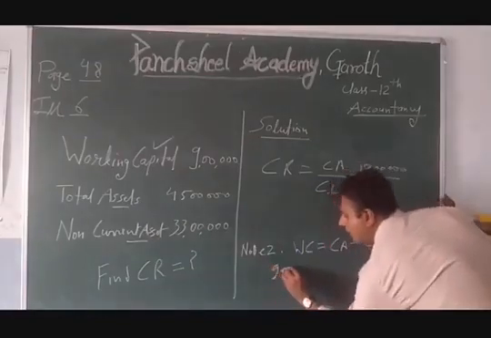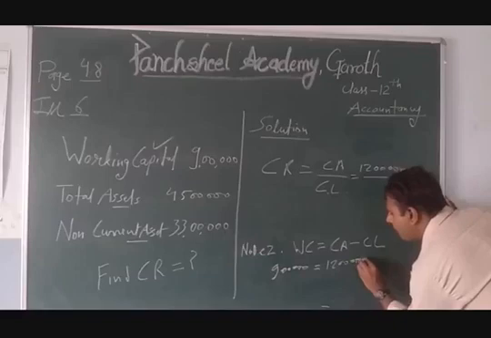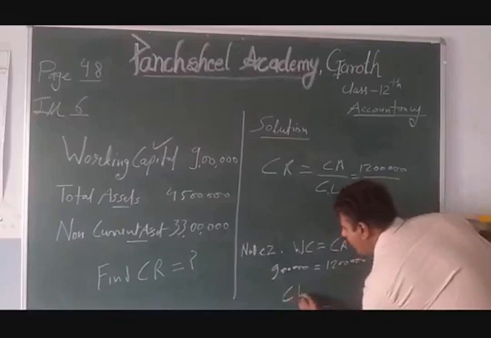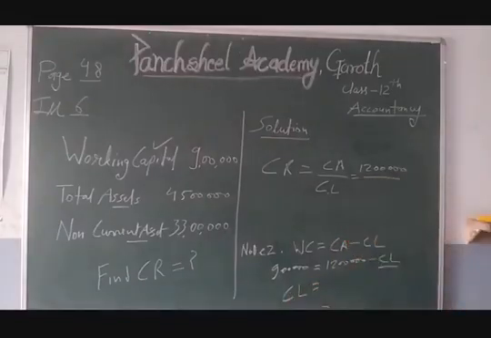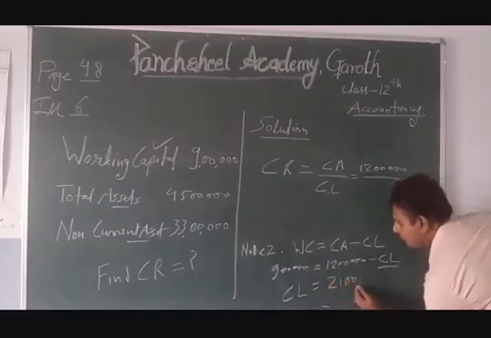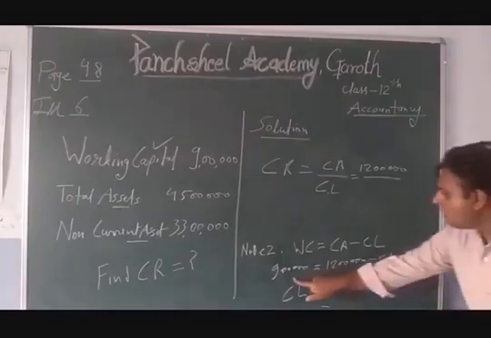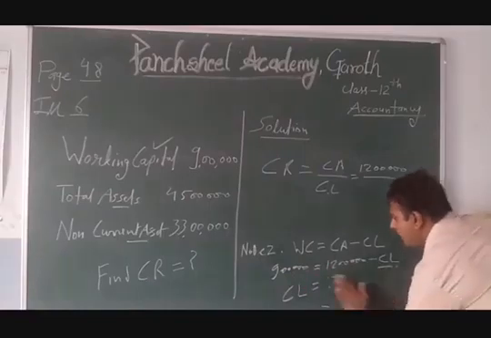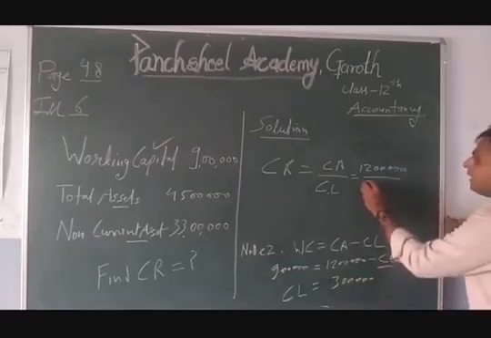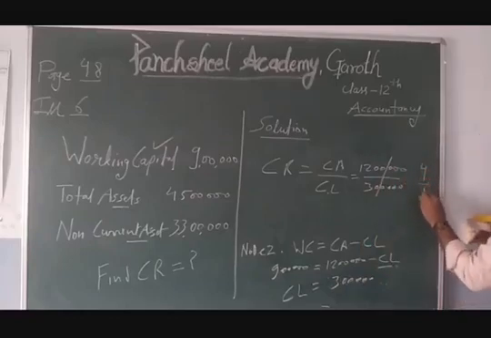So we are now putting in the figures. Working capital 9 lakh, current asset we have 12 lakh minus current liability, that we have to find out. We can find out current liability is equal to how much? 12 lakh plus 9 lakh, how much? 21. When it goes here, sorry, it will be minus. So 12 minus 9, 3 lakh. Here, 3 lakh. That will come 4:1.